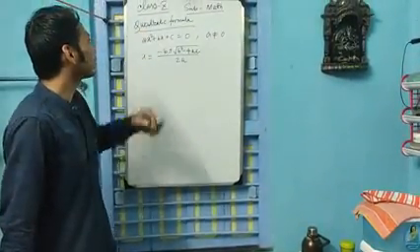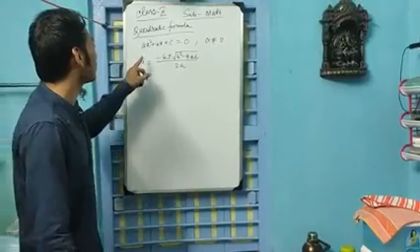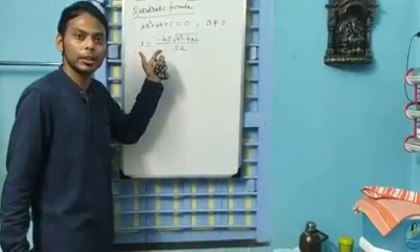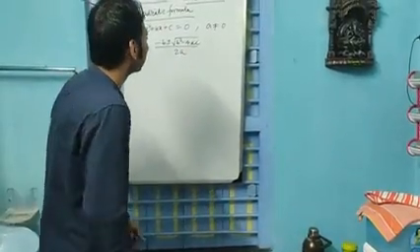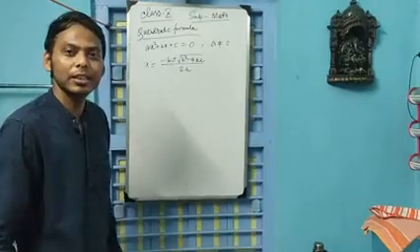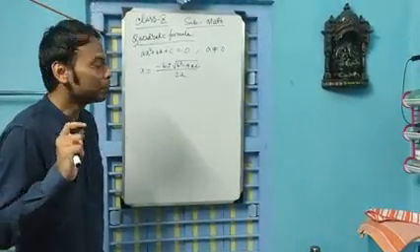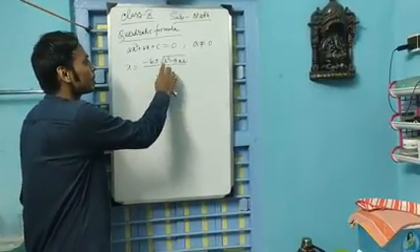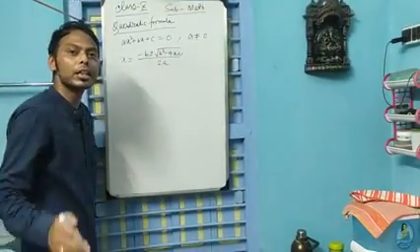Today we will discuss the quadratic formula. You know that ax² + bx + c = 0 is the general form of the quadratic equation with a not equal to 0. Now, what is the quadratic formula? The quadratic formula is x = (-b ± √(b² - 4ac)) / 2a, including the signs.